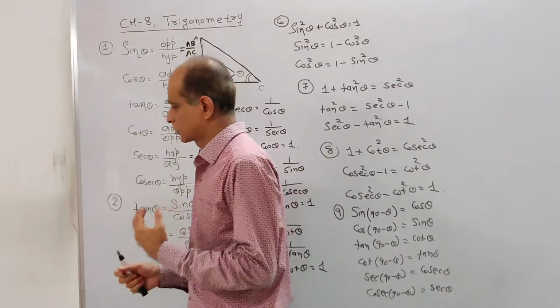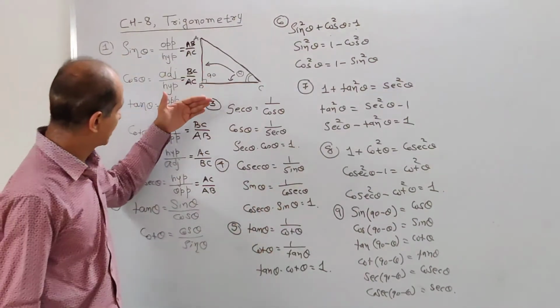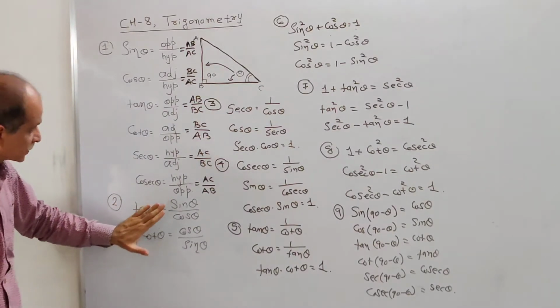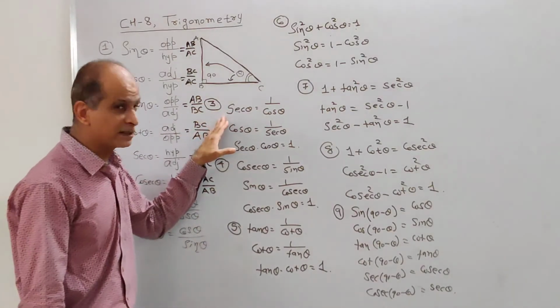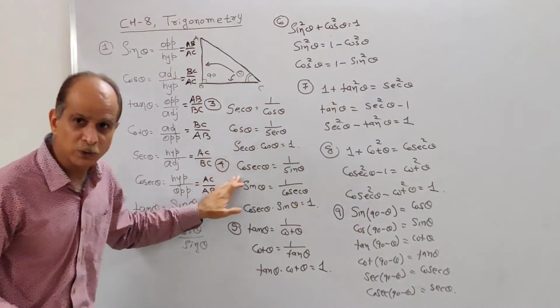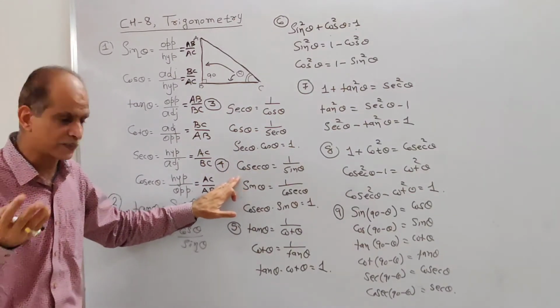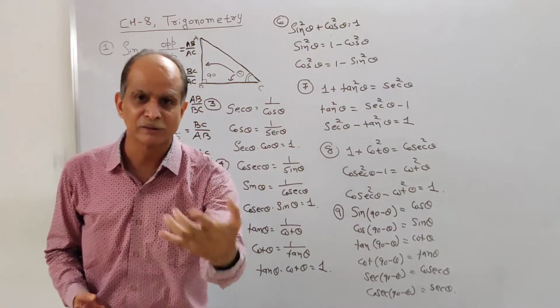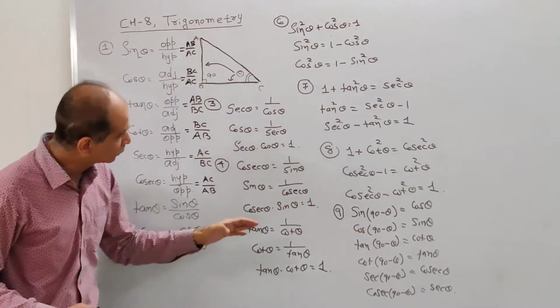So first set, second set, similarly third, 4 and 5 set. Here tan theta in terms of sin and cos. Here sec in terms of sin and cos. This formula represents cosec in terms of sin and cos, and this formula is a conversion of tan into cot, or you can say cot into tan.